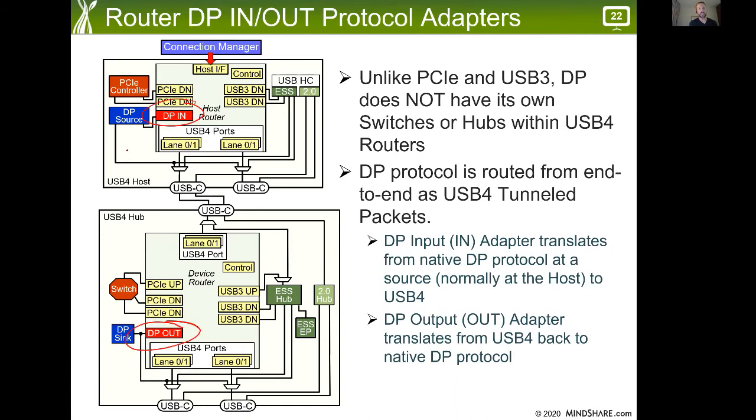So a DP in exists and it's associated with a DisplayPort source, the originator of traffic, video and or audio. And then, of course, your DP out is going to be associated with the sink, like a display. It's going to be the one that takes the USB4 traffic that has the embedded DisplayPort packets inside it, and then it's going to realign them to the DisplayPort protocol and send it out to the sink. That's the job of a DP out.